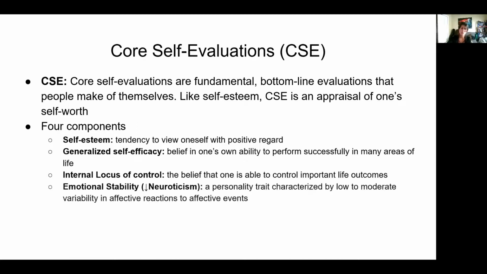And then finally, the fourth component is emotional stability, which is the opposite of neuroticism, one of the big 5 personality traits. And it's characterized by low to moderate variability in affective reactions. So just not being volatile, not having super strong emotional responses to things that really get to you.